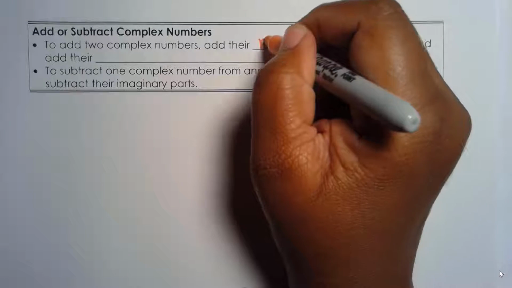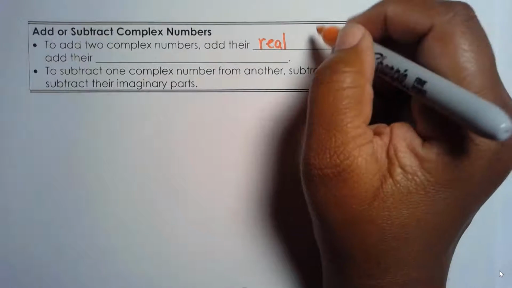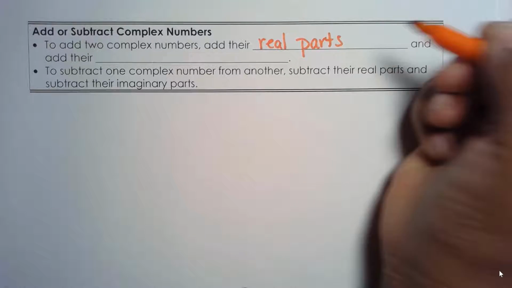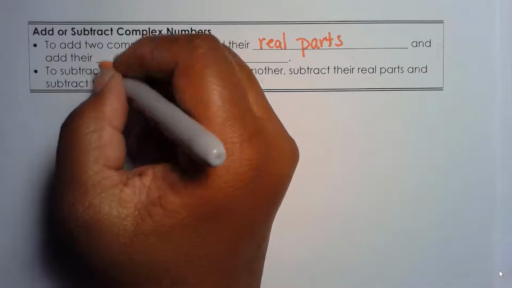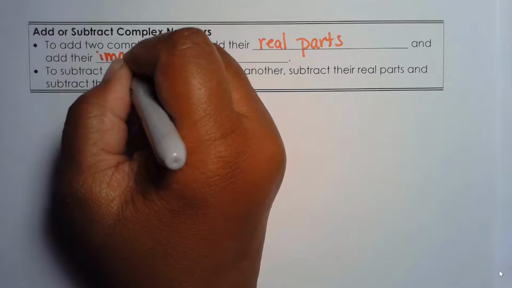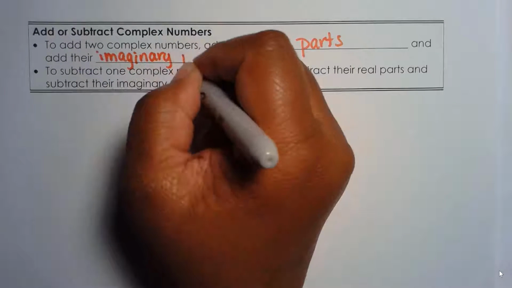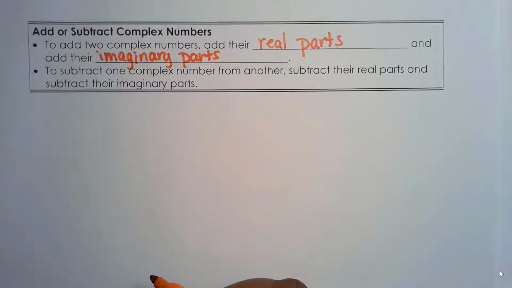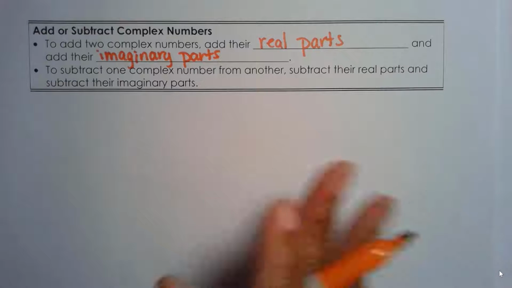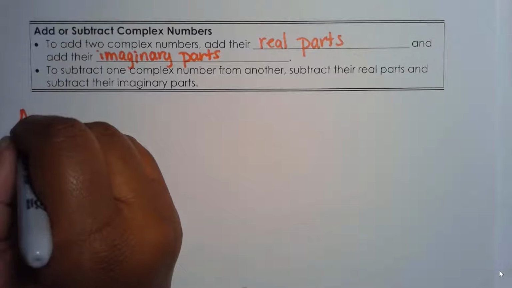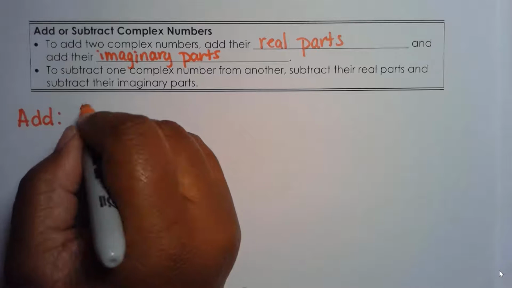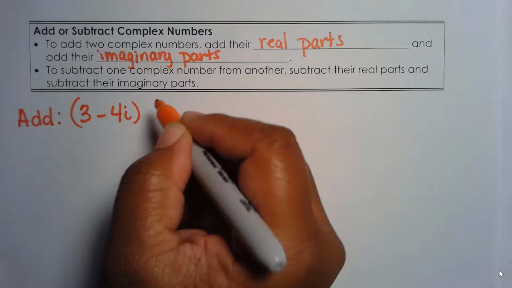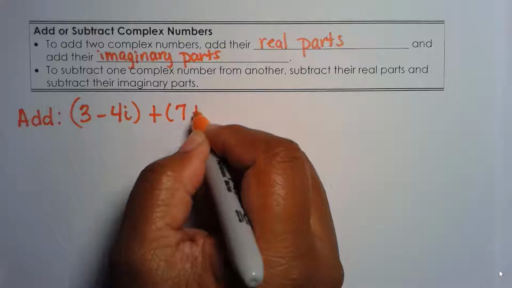some how-tos. To add two complex numbers, you want to add their real number parts and add their imaginary parts. For example, we have here, we want to add 3 minus 4i plus 7 plus 5i.